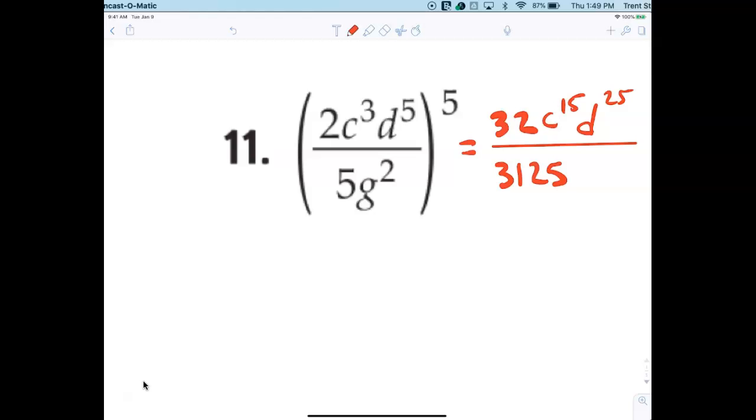Hubble, from there, G to the what? Hey, listen. What is it? G to the 10th. Thank you. G to the 10th. Anybody have any issues with that now?